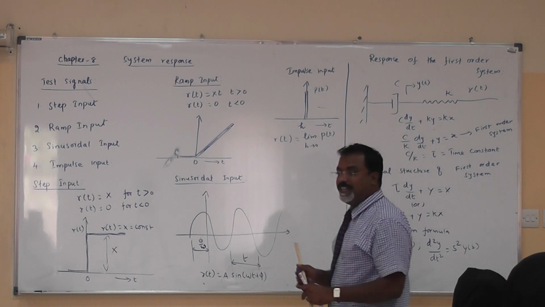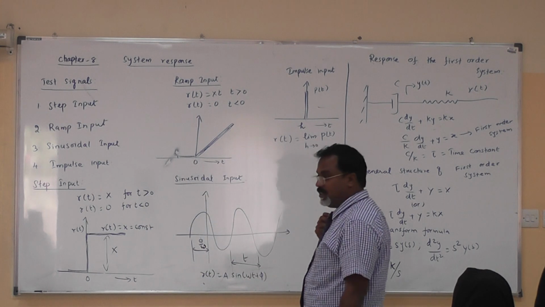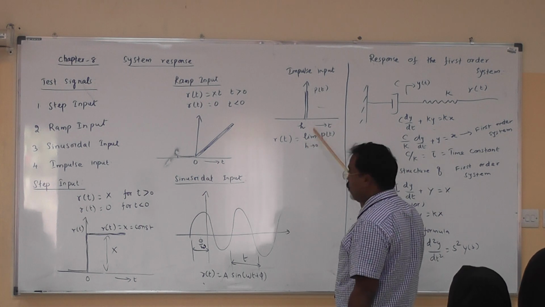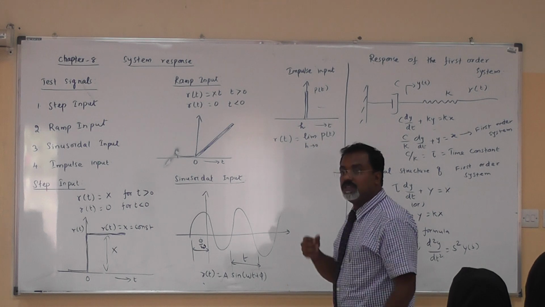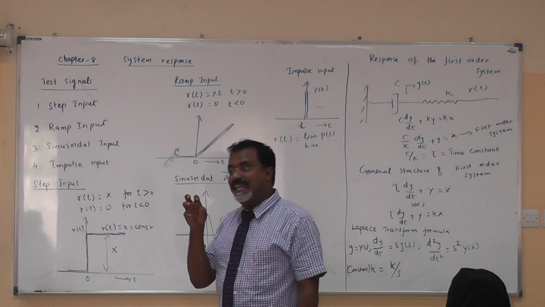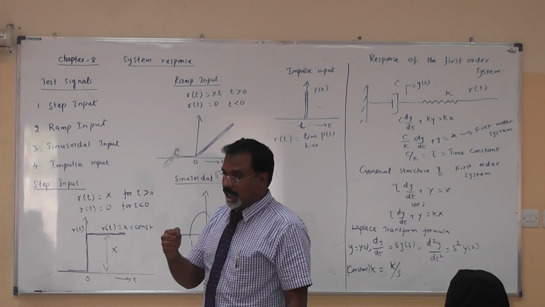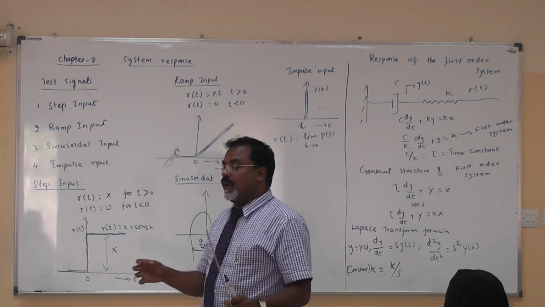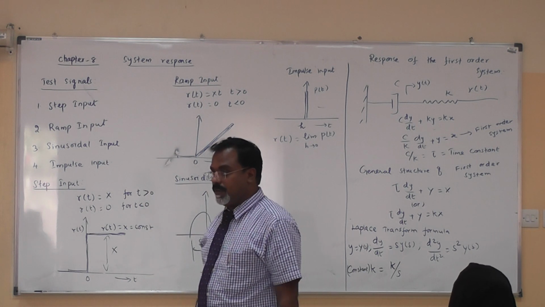Impulse input means sudden input. You give input immediately, and then you withdraw it. Suddenly you give input, and then after that you are not giving. This is used to find the impact. Suppose you are giving an impulse signal. Suddenly, in a system that is running, the power increases, and then after that it comes to 0.